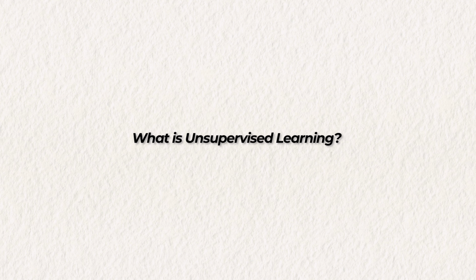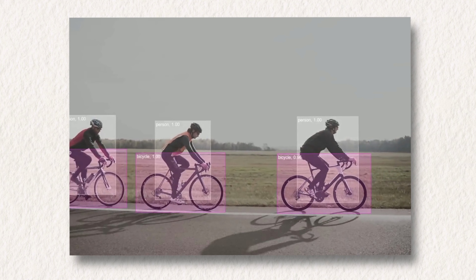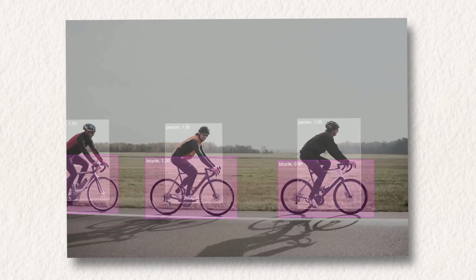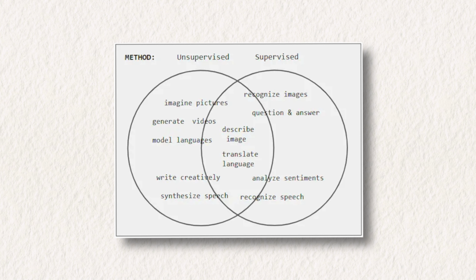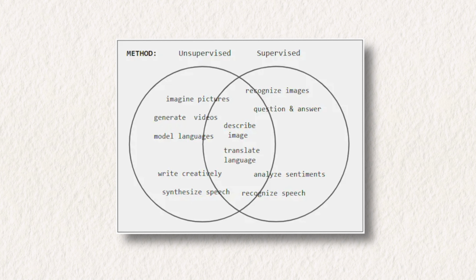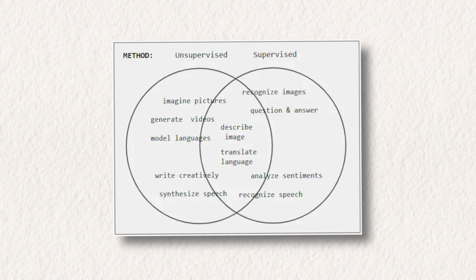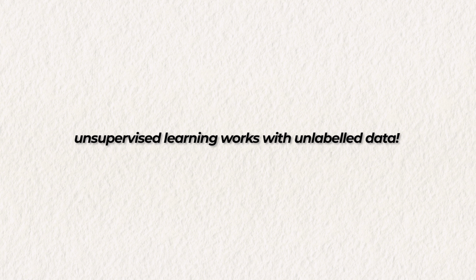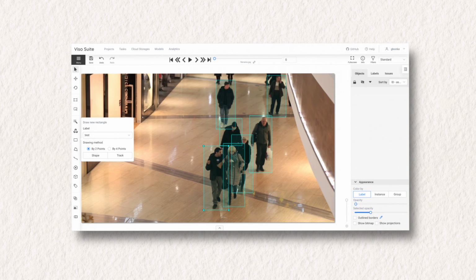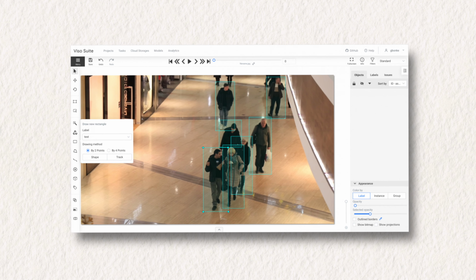What is unsupervised learning? Unsupervised learning is a type of machine learning where the algorithm learns patterns and structures from data without any explicit labels or supervision. Unlike supervised learning, where the data comes with input-output pairs, like images labeled as cat or dog, unsupervised learning works with unlabeled data. It's all about discovering hidden patterns, relationships, and structures within the data itself.